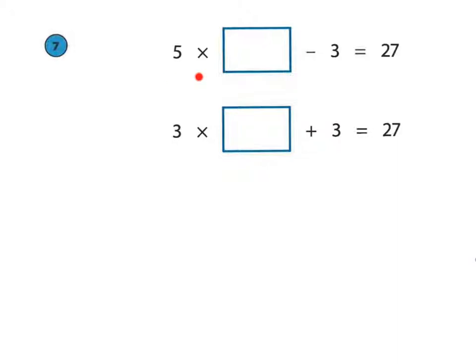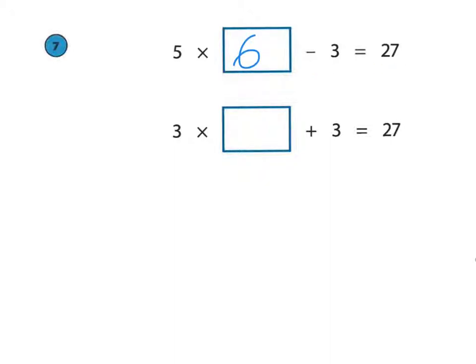Question 7. 5 times something, take away 3 equals 27. Okay, the fact that we've got 3 calculations to do makes this calculation a little bit trickier. If I were to cancel out the minus 3 and add that on here, minus 3 plus the 27 would take me to 30. So 5 times something equals 30. 5 times 6 is 30. Take away 3 gives me 27.